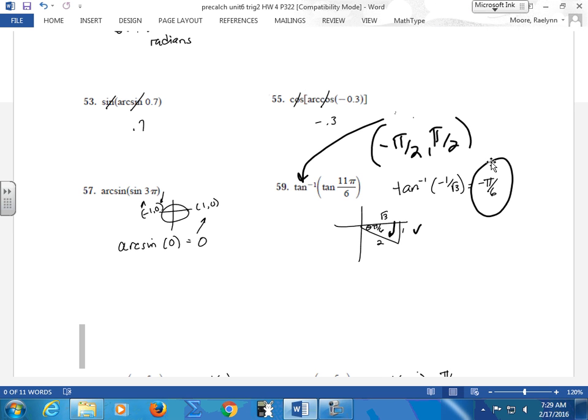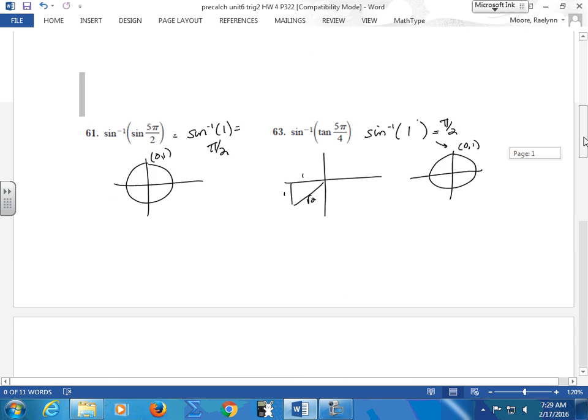Are we seeing the difference here? Some of them are getting to be the same position. Some of them are different positions. It's the ones that have the restriction that you have to be careful of.